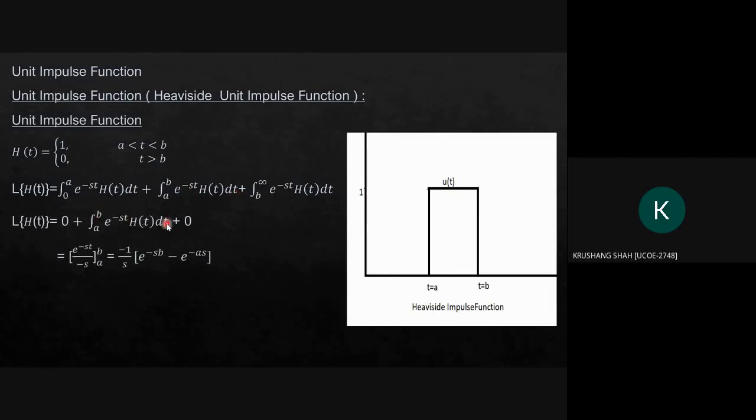So after applying Laplace transformation, we get the value minus 1 upon s times e raised to minus sb minus e raised to minus as. Now I will request Shubh Pathak to explain a few sums on it.